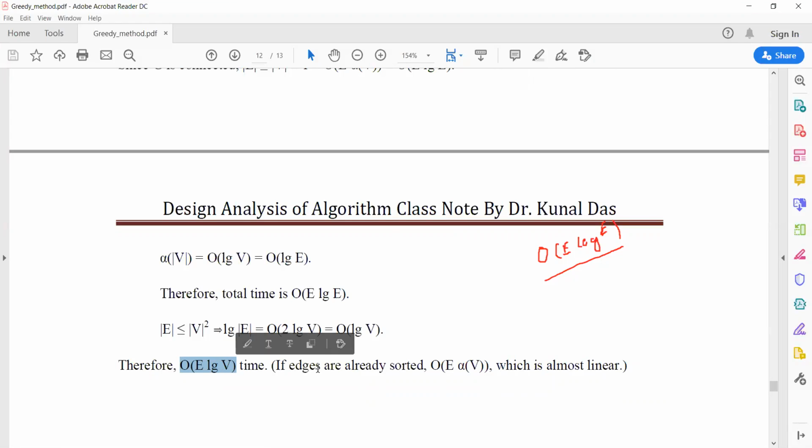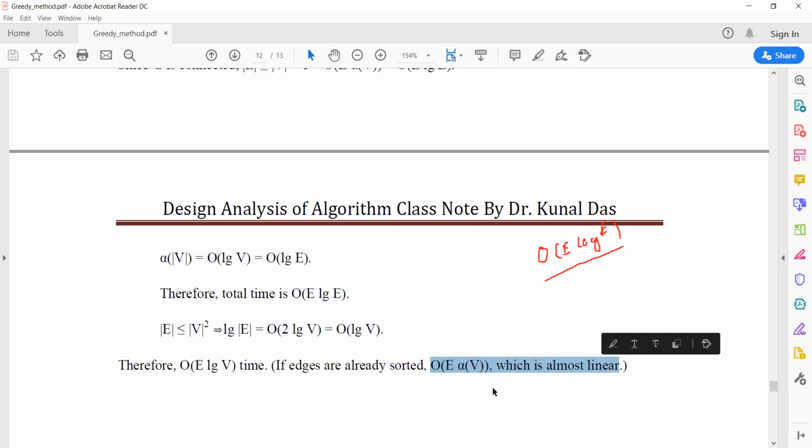Okay, if the edges are already sorted, then it is almost linear. So that's why this time is discarded, and as a result it is considered order of E log V, and sometimes it is said that order of E log E is the highest amount of time. So this is the discussion of Kruskal's algorithm.